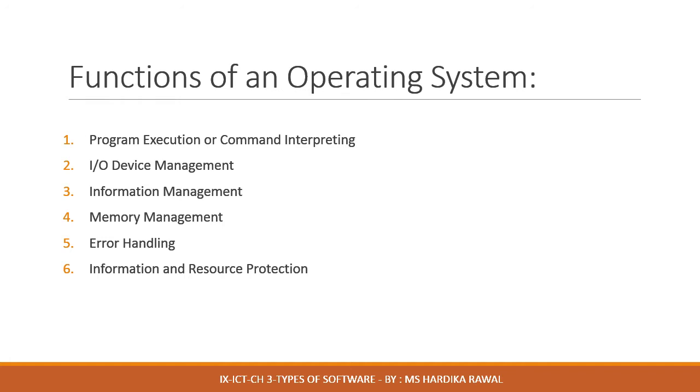Then, error trapping and handling. The operating system detects any kind of error that occurs and handles them. It also gives appropriate error messages to the users, citing the probable problem so that the user can intervene if necessary. Information and resource protection. Information is a major resource that has to be protected from unauthorized access or unintentional damage. The operating system provides facility to hide data and prevent unauthorized access by setting the passwords and assigning rights to the users.